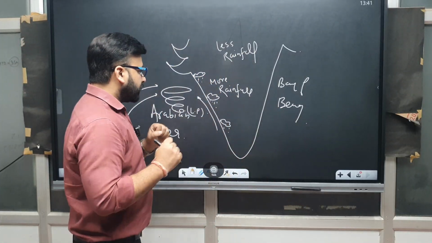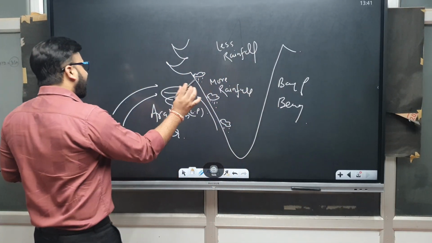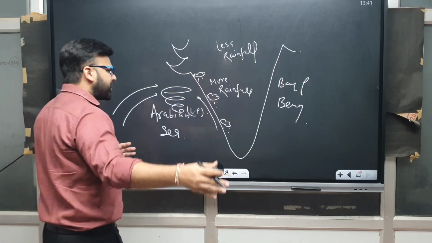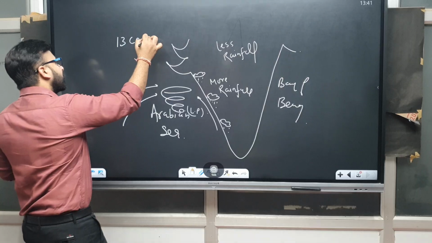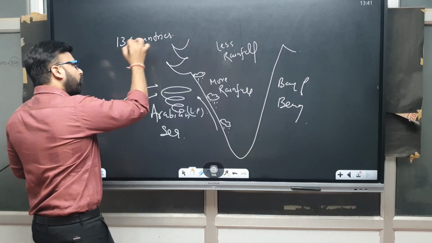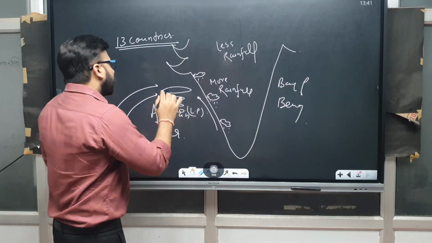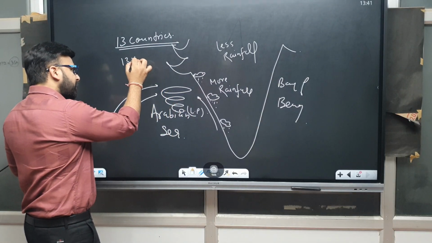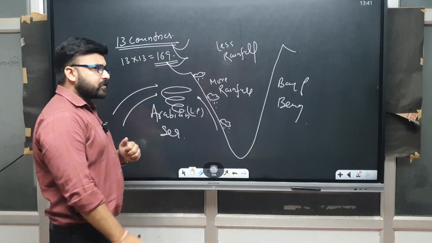But if we talk about the naming of these cyclones, actually there is a pattern in disaster management also. There is a group of 13 countries, and all of these countries are Indian Ocean countries. They suggested 13 names each. The total number of names is 169.